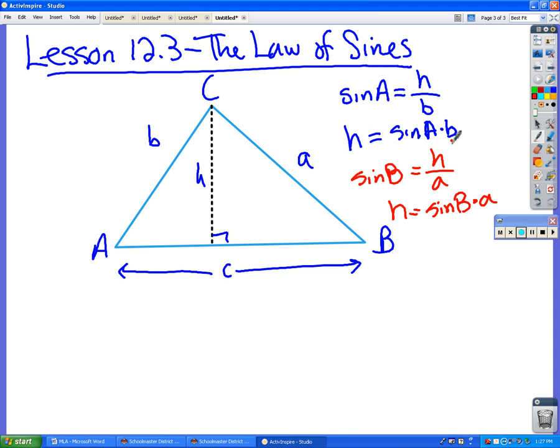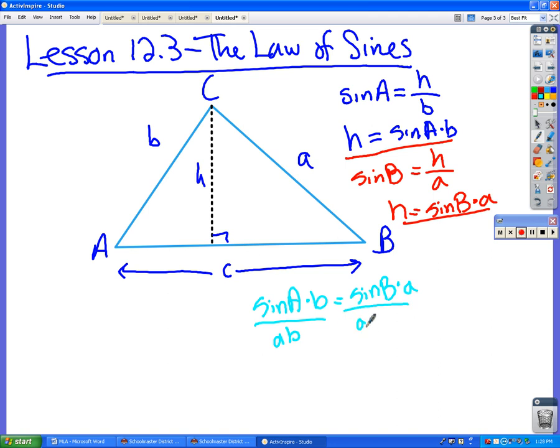Well, since this thing right here equals H, and this thing right here equals H, what can you say about those two things? They're equal to each other. So I can also write that the sine of A times B equals the sine of B times A. And that's basically the law of sines. But they're going to do a fun thing instead to make it easier to work with. I'm going to, just because I feel like it, divide both sides by AB. Just wanted to do it.